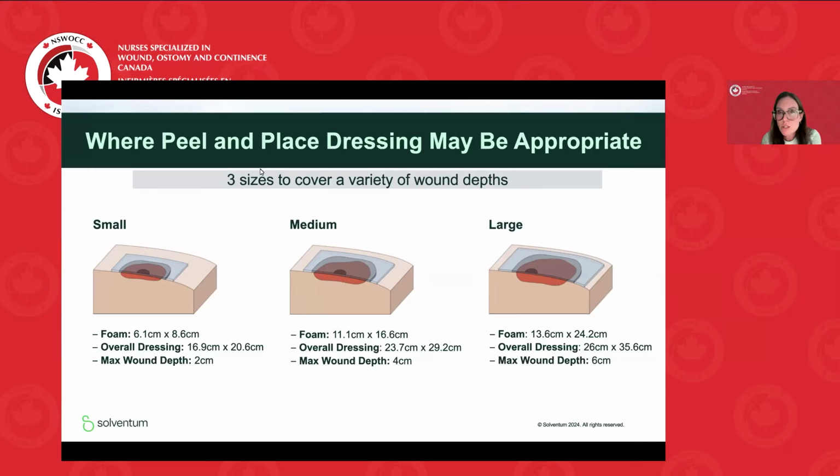Okay, so small dressing is 2 centimeters, medium is 4, large is 6 by depth. We aren't going to be using this in wounds that have tunneling. We can use this in wounds that have undermining, but we want that undermining to be less than 2 centimeters.